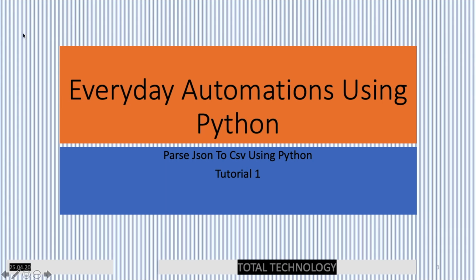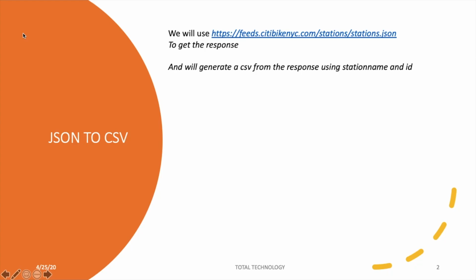So that's it guys, enough of talking. This is going to be completely hands-on, and all fun stuff is there, lots of code and all. Okay, so first thing, parse JSON to CSV using Python. I'll use this simple API endpoint to get the response, and after getting the response I'll use it to generate a CSV file using the station name and station ID. I'll just give you a simple example or baseline, and after that you can tweak the code and do whatever you want.